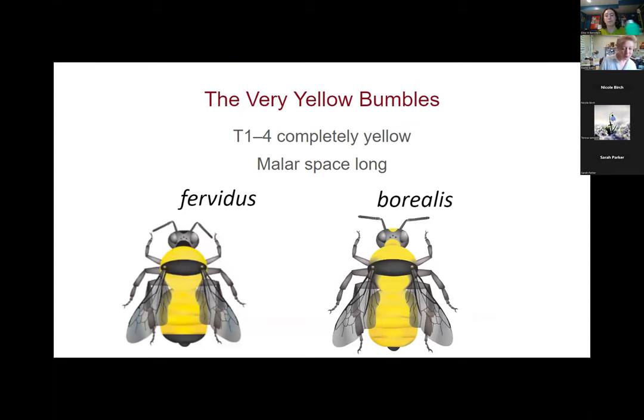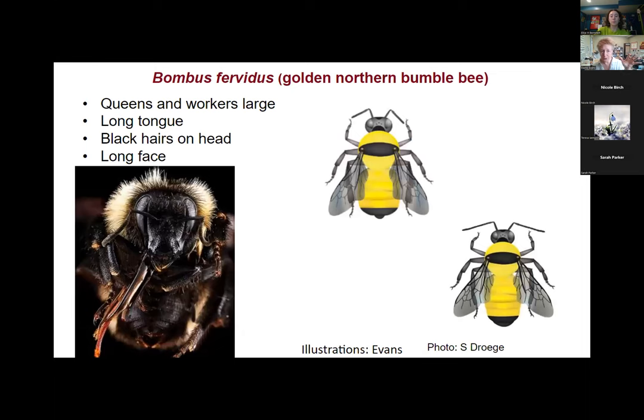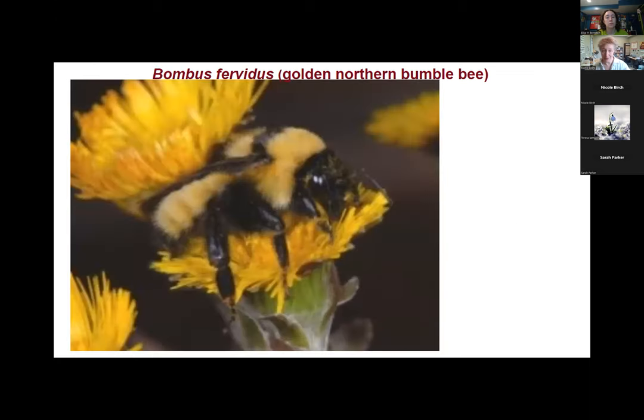All right. Moving on to some other bumblebees here. We have a couple of bumblebees here in Minnesota that we call the very yellow bumblebees. Most of their abdomen is completely yellow. We have two different species here: Fervidus, which is sometimes called the golden northern, and also just the yellow bumblebee, and Borealis, the boreal bumblebee. For the golden northern, they're fairly large. They have black hairs on the head and a long face. The main thing we're looking for is lots of yellow down the abdomen.